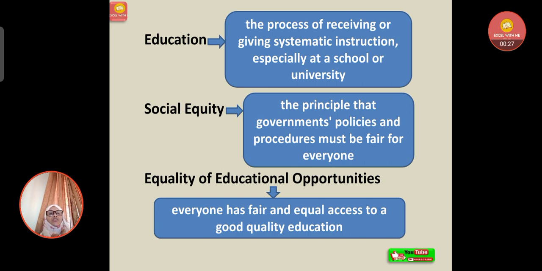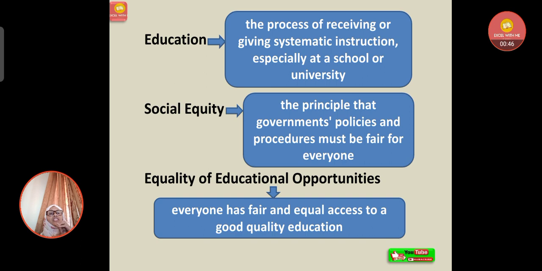First, education, as we all know, is the process of receiving or giving systematic instruction, especially at a school or university or college or whatsoever it may be. Now, social equity is the principle that government's policies and procedures must be fair for everyone.